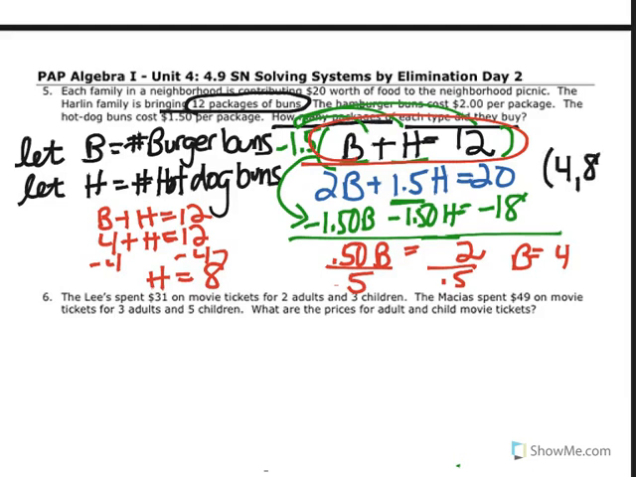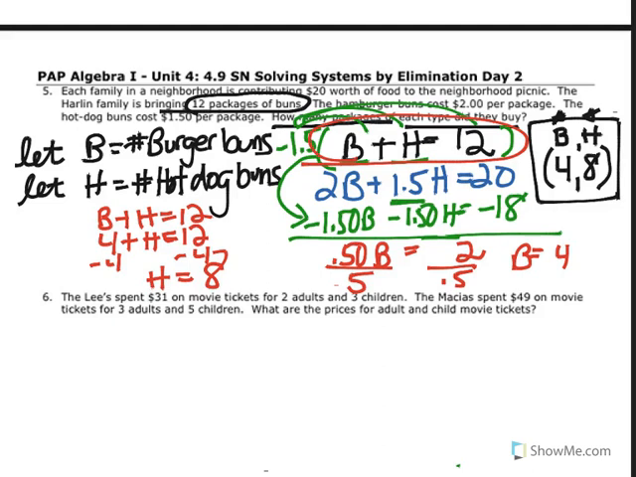Now the question comes up, how do you know which one to use or put first when you're using variables that are not x's and y's? It really doesn't matter as long as you have them labeled. I personally like to put them in alphabetical order, so I put the burger buns first and the hot dog buns second, but I like to put my variables up here on the top so that I can see which one is which. And so there's my answer. 4, 8, burger buns and hot dog buns.